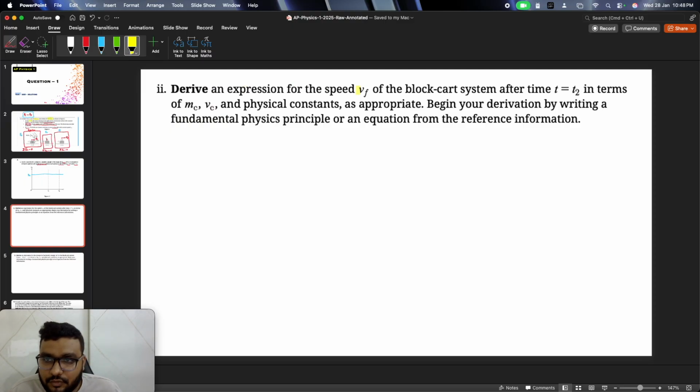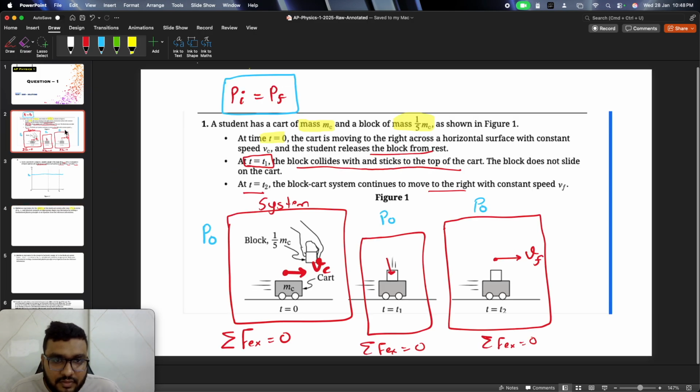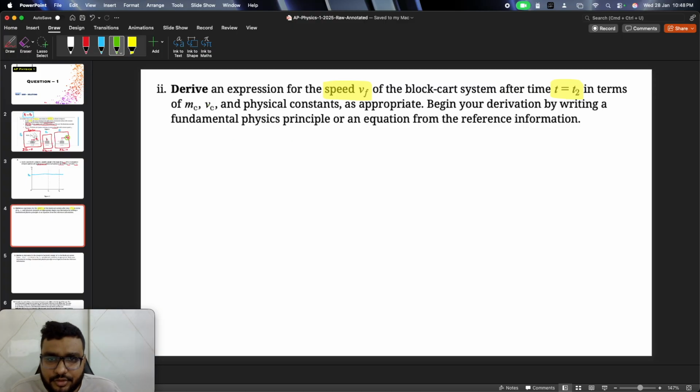Derive an expression for the speed vf of the block-cart system after time t equals t2. So here we need to figure out the value of v final in terms of mc, vc and physical constants, whatever are required. Begin your derivation by writing a fundamental physics principle or an equation from the reference information.